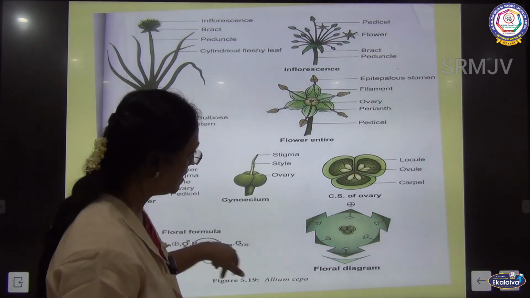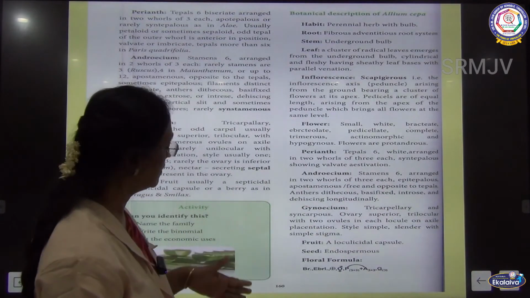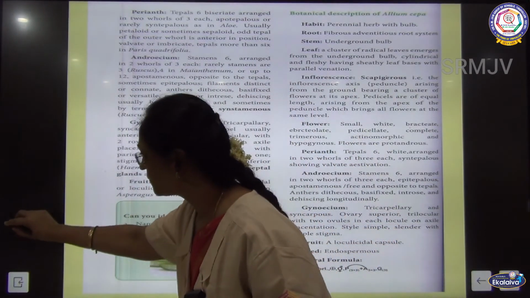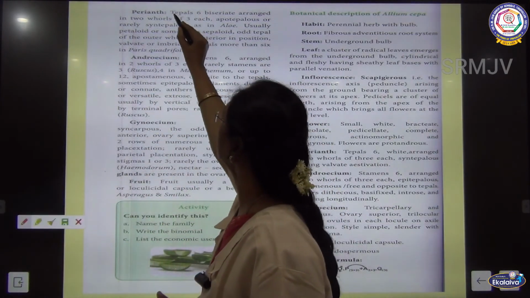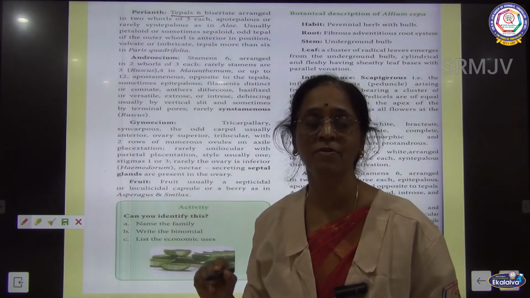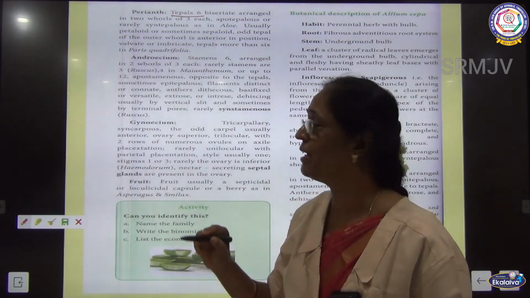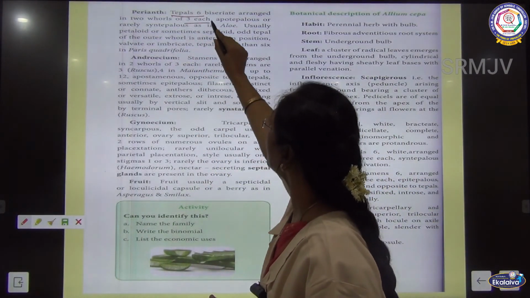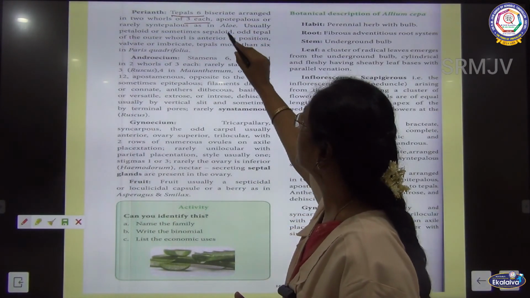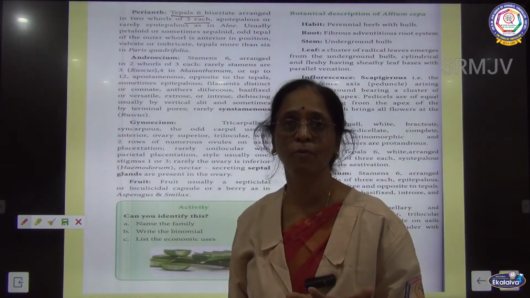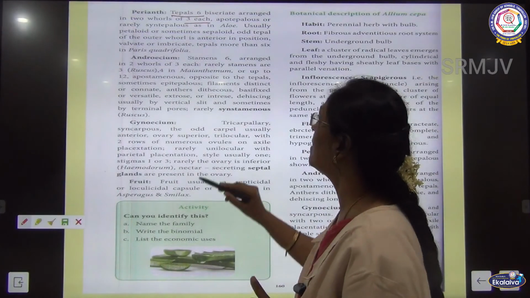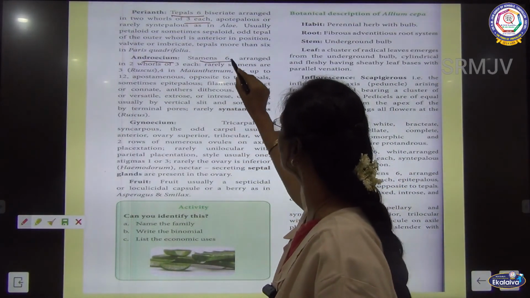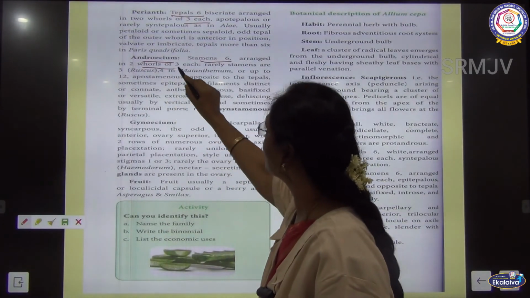So if you see the description of this flower, you will say that it has a perianth. What will be the members of the perianth? They are tepals. How many are there? 6. And you will find there are 2 whorls of 3 each, apotepalous or rarely syntepalous. Apo means they are free, or they may be fused. Okay, and then androecium, stamens will be 6, in 2 whorls of 3 each.